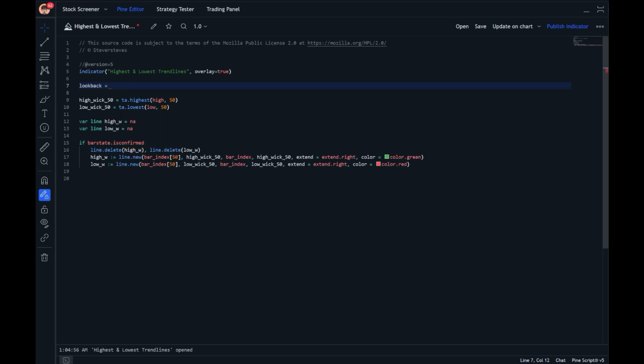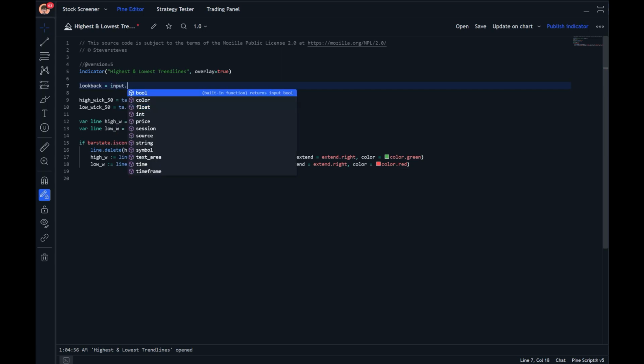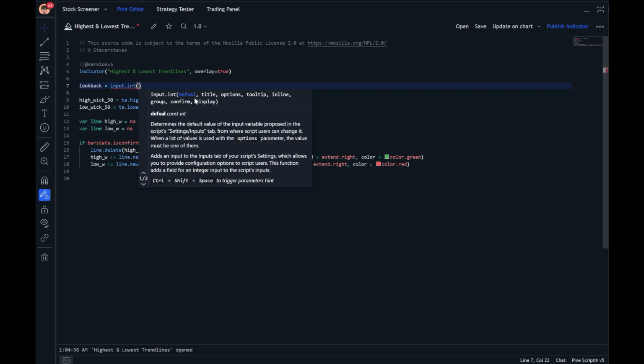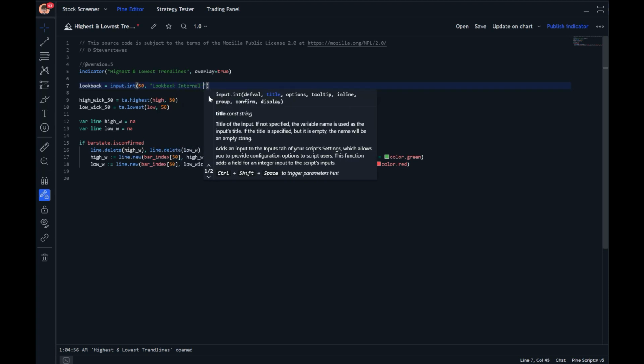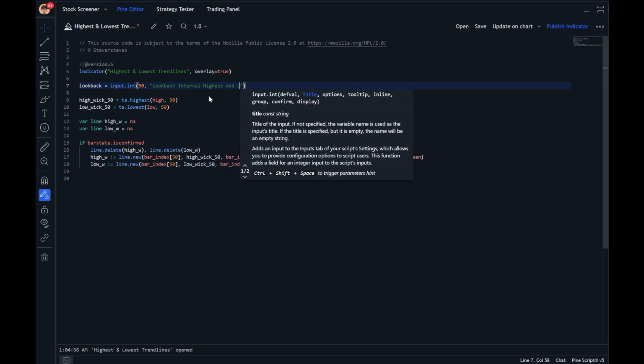So let's create a variable called lookback. Lookback, length, whatever. I'm just going to call it lookback. So now we have to give this variable a command to input an interval. What we're going to call it is input.interval. We're going to open up a bracket, and you'll see it's already recognized as a function. So it's asking us to put the default variable, and the rest is all optional. So we're going to put in the default variable and a title. The default variable is going to be 50. The title has to be in quotation marks, so we're going to open up some quotation marks and put lookback interval highest and lowest, okay?